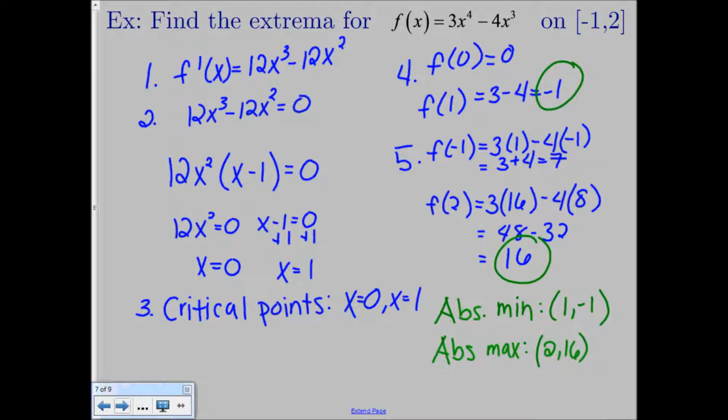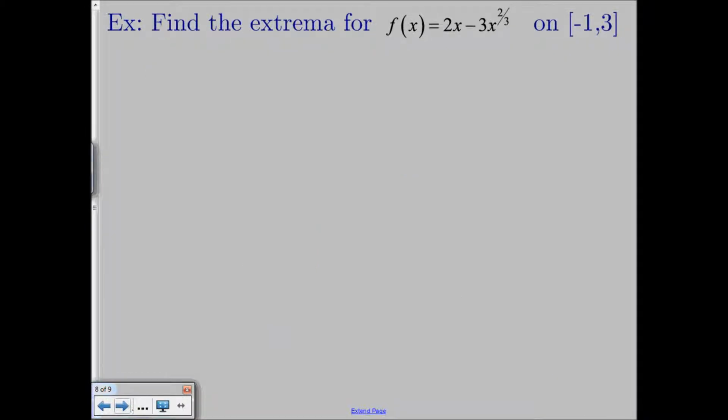So let's try another example. Find the extrema for f of x equals 2x minus 3x to the 2/3 on -1 to 3. So let's go through the same process. So first let's find our derivative.